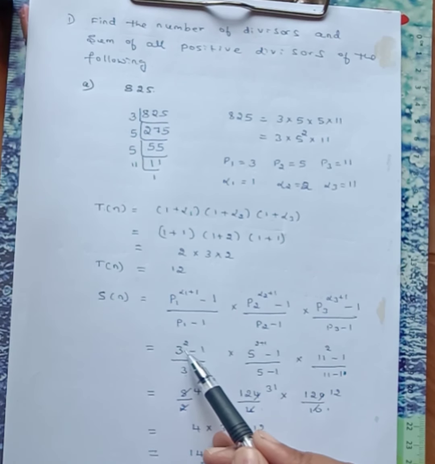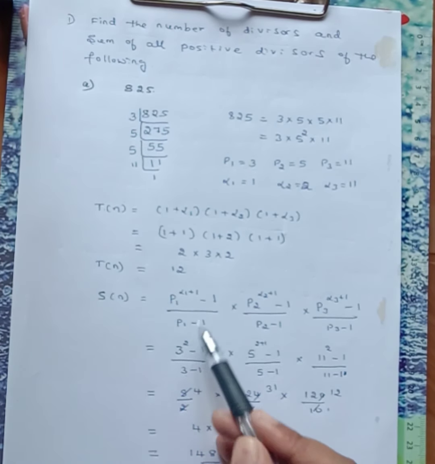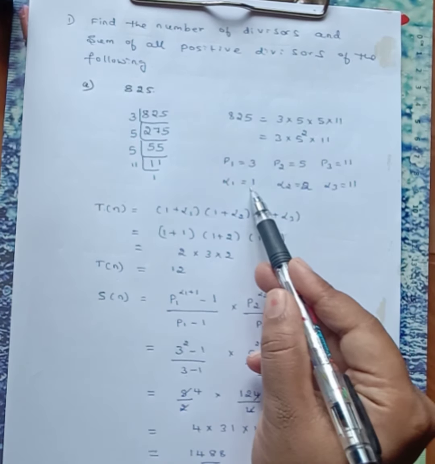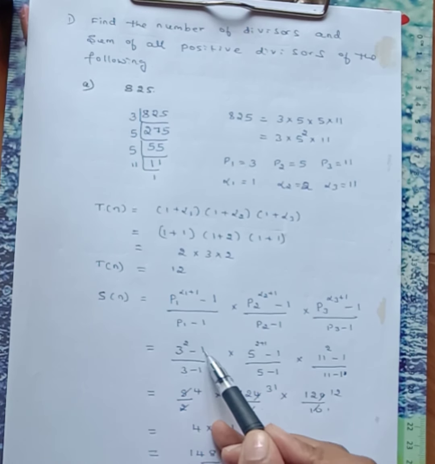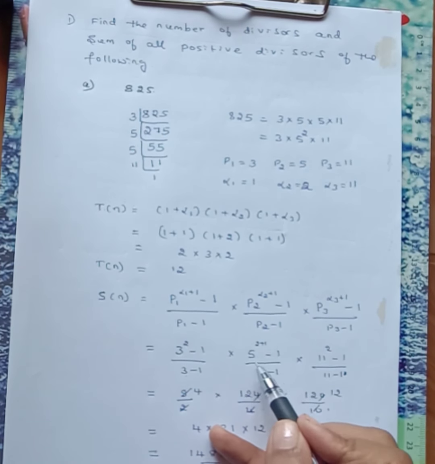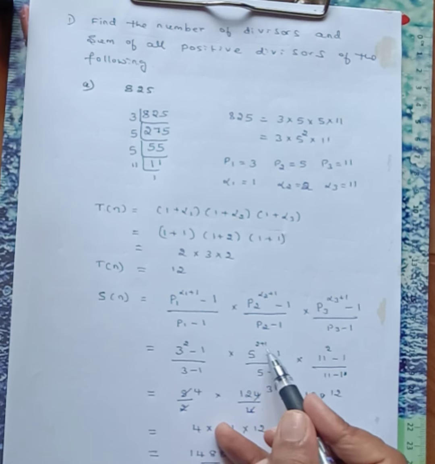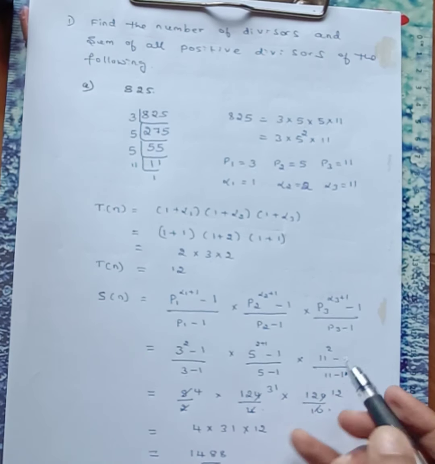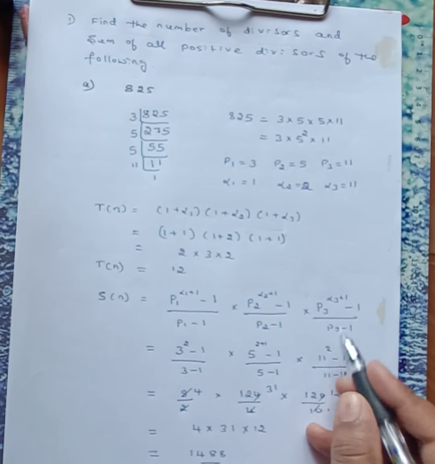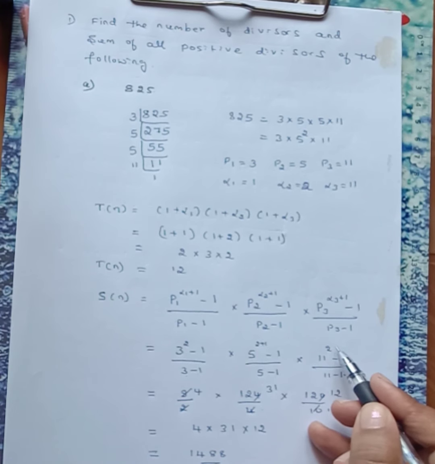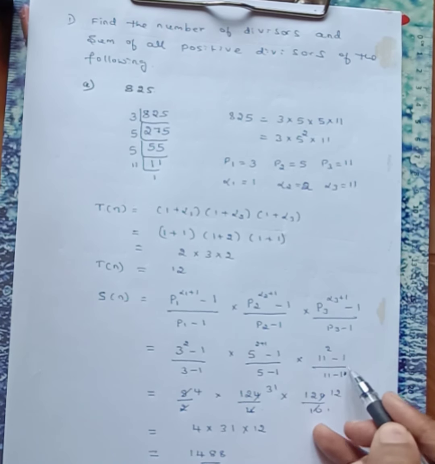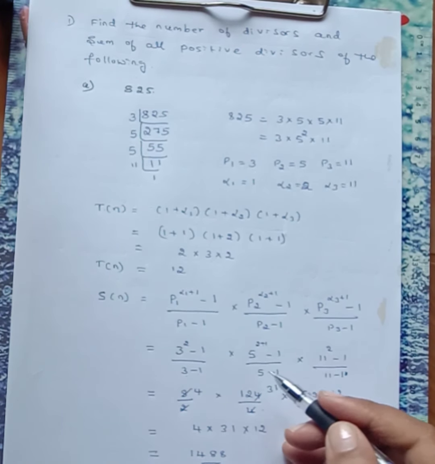So P1 is 3 and alpha 1 is 1, so 3 to the power of 1 plus 1 is 2, minus 1, divided by 3 minus 1, into 5 to the power of alpha 2 plus 1, that is 2 plus 1, minus 1, divided by 5 minus 1, into P3 is 11 and alpha 3 is 1, alpha 3 plus 1 is 2, minus 1, divided by 11 minus 1.